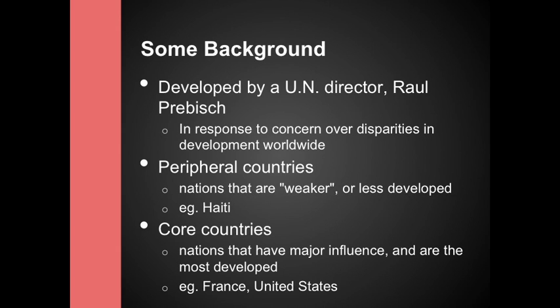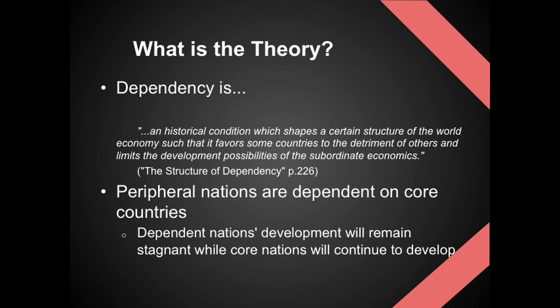Two definitions that will be repeated throughout this presentation are the following: peripheral nations and core nations. Peripheral nations are countries that are less developed than core countries and receive an unequal distribution of the world's wealth. Core countries, on the other hand, are more industrialized nations who receive the majority of the world's wealth. Now, what is the basic idea of the dependency theory?